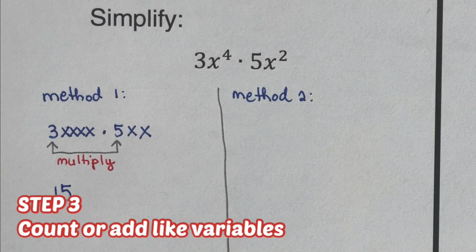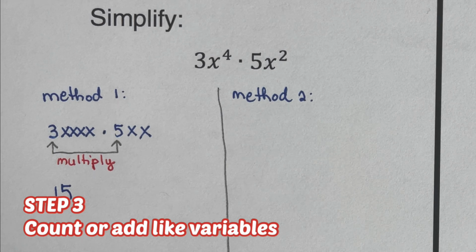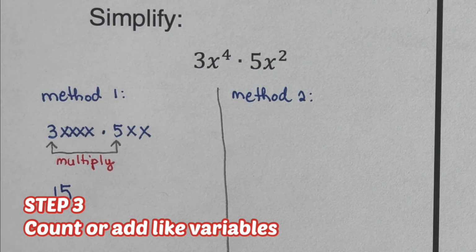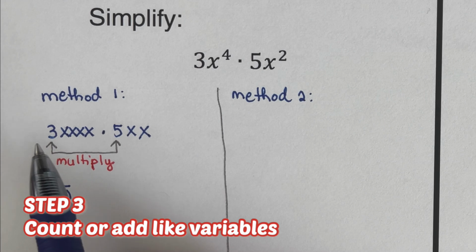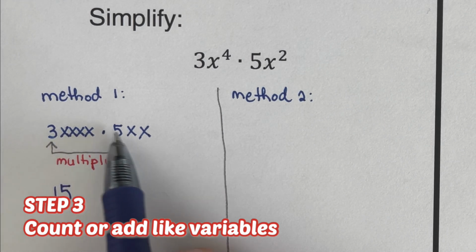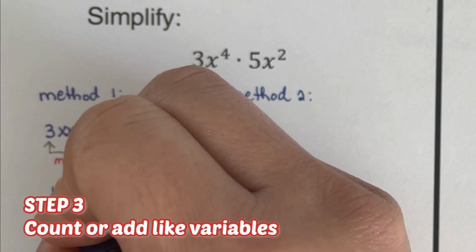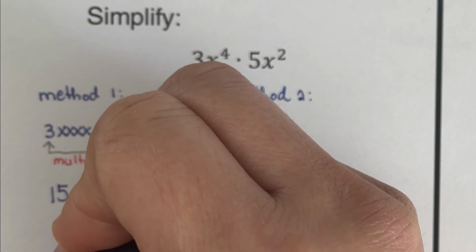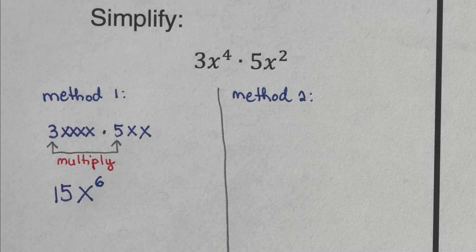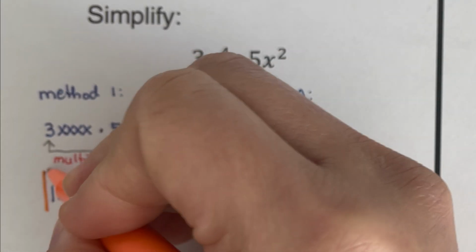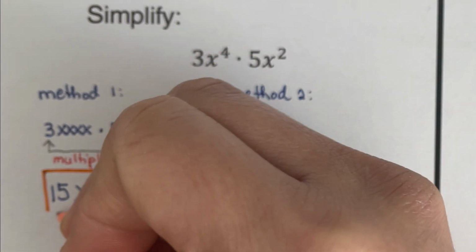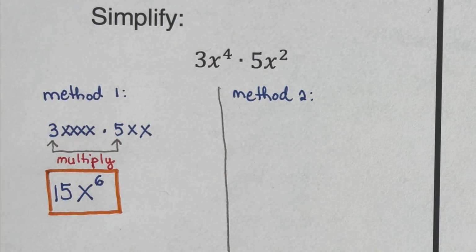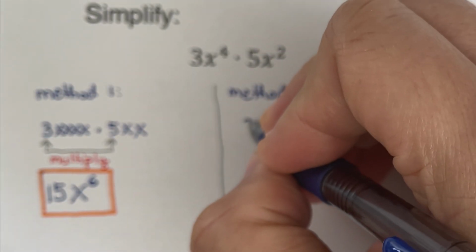The third step is to count or add like variables. Like variables means those are of the same letters. So that would be 1, 2, 3, 4, 5, 6. There are 6 x's, and we can write it as x to the 6th power. So this is the simplified version of this expression using method 1. Now let's move on to method 2 here. So we're going to write it out.